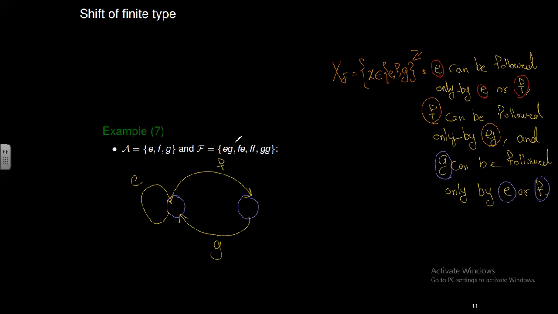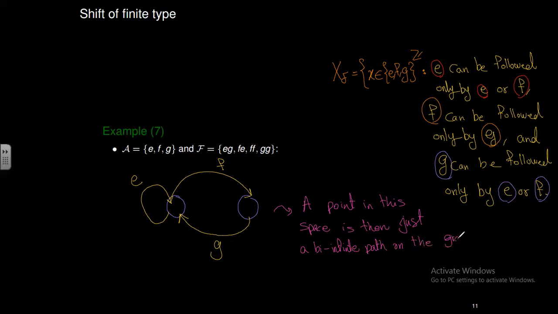And actually, a point in this space is then just a bi-infinite path on this graph. Okay, and let's highlight this, it's important for us. A point in this space is then just a bi-infinite path on the graph. Okay, so that's it. Let's go to another example.